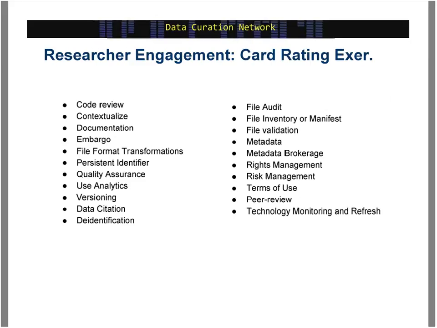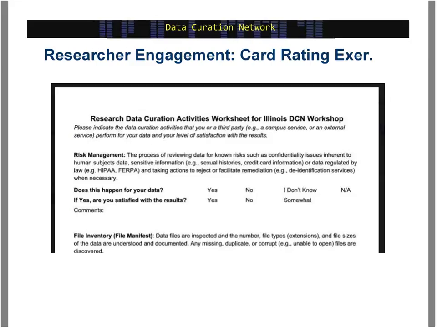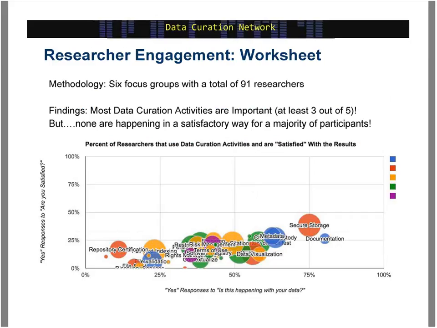What we did was we took those activities and we asked researchers, what happens for your data? Do each of these activities happen for your data now? And if so, are you happy with the results? We had focus groups at each of the 6 universities involved in the network, and we talked to 91 researchers. And we found that all of the activities, if they were happening for the researchers' data, none of them were happening in a very satisfactory way.